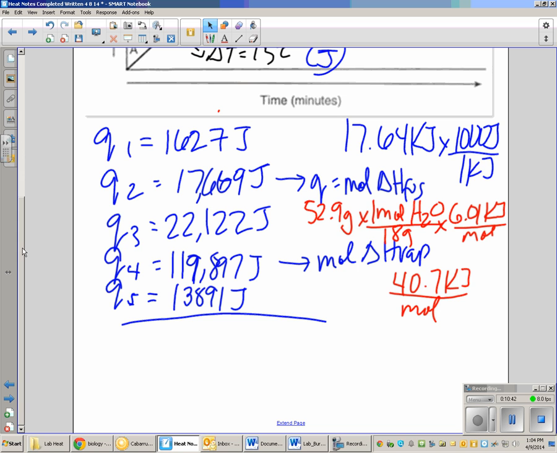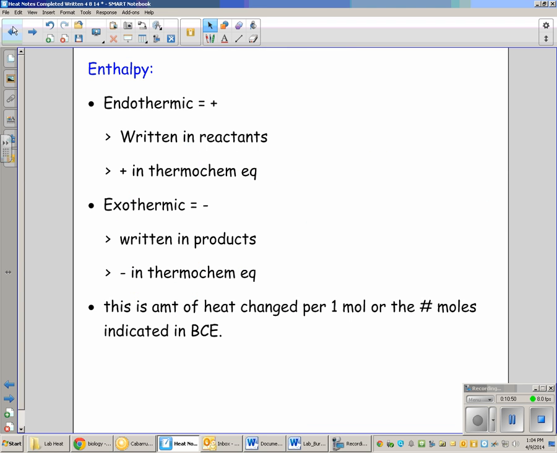Okay, so let's go back through and talk briefly about endothermic, exothermic, and then we're going to do our lab on specific heat. So how about your homework from last night, the at-home investigation real fast for me?